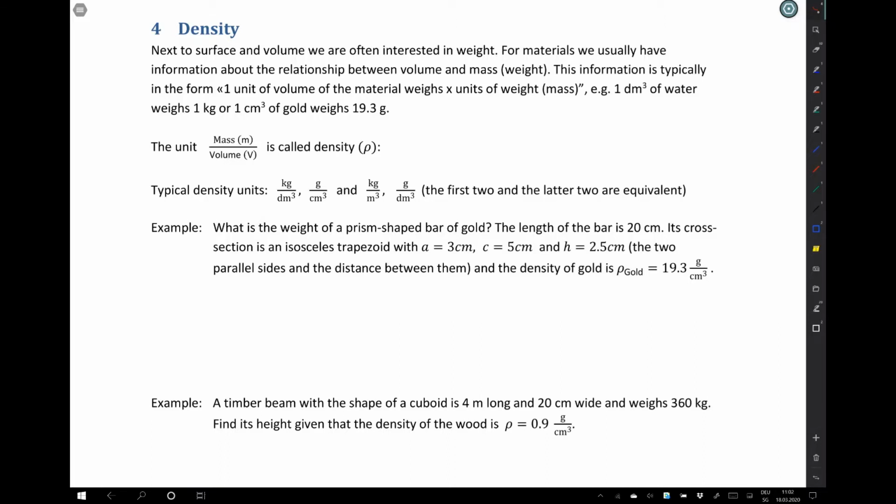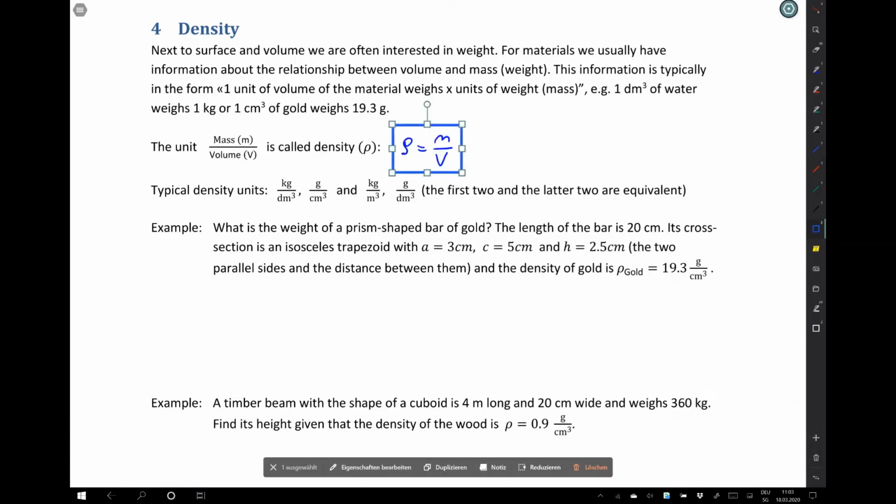This property is called density, and it means that for a given volume, what is the weight of some material. And typically we measure this density as kilograms per cubic decimeter or grams per cubic centimeter, which is equivalent. So the formula for the density is rho equals m divided by v. Density is mass divided by volume.